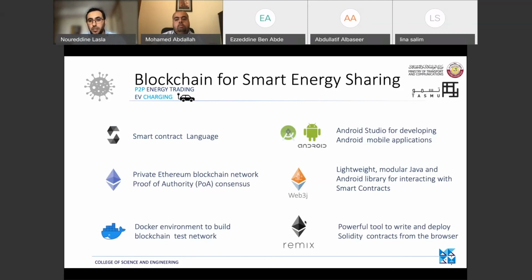For the mobile application, we have used Android, and we have used this beautiful library, Web3.js, which facilitates the interaction between the smart Java code and the blockchain, or the Ethereum smart contract. We have also used this powerful tool, whose main purpose is to write and deploy Solidity contracts directly from the browser.